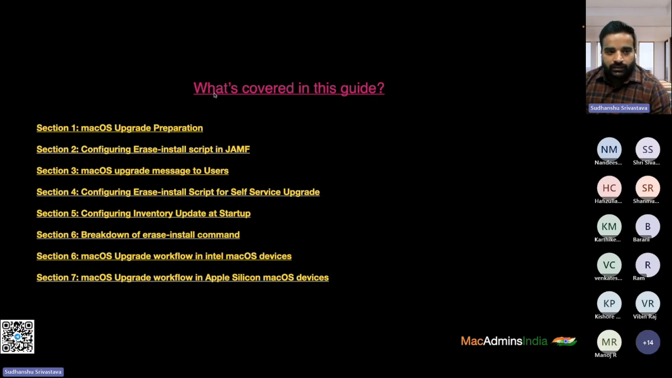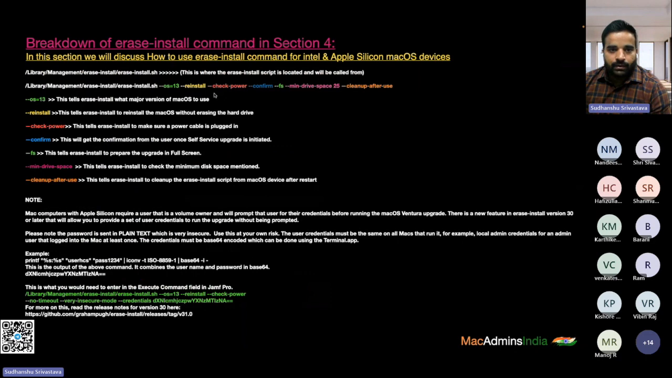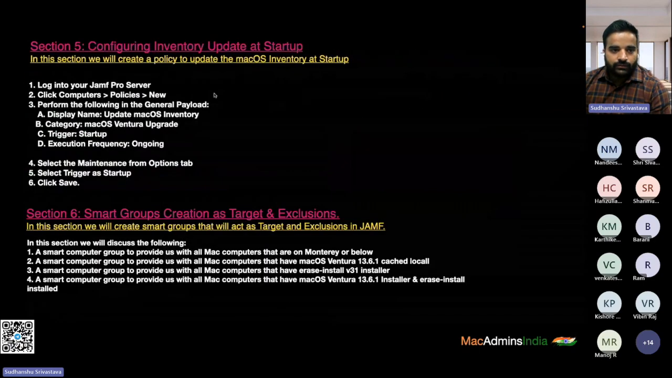So I think you are clear with all of sections 1 to 5: the smart groups I am going to use, how to edit erase-install, how to package erase-install, and how to use these commands to trigger erase-install. And for Apple Silicon, how to pass the credentials, so the upgrade happens without letting the user enter credentials. I think you have understood. So this is fine until now, and now we'll proceed further.